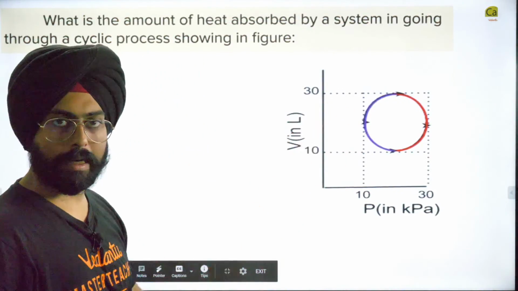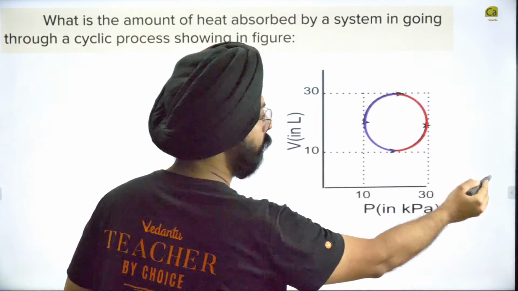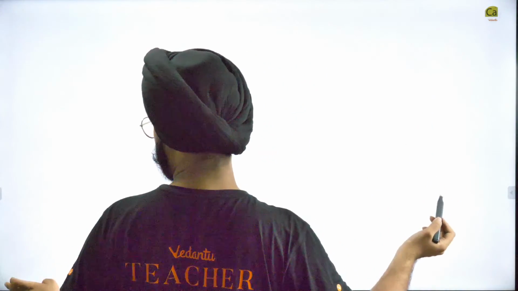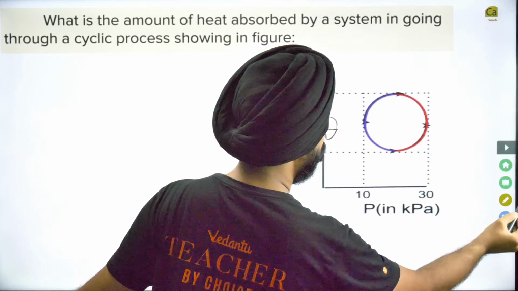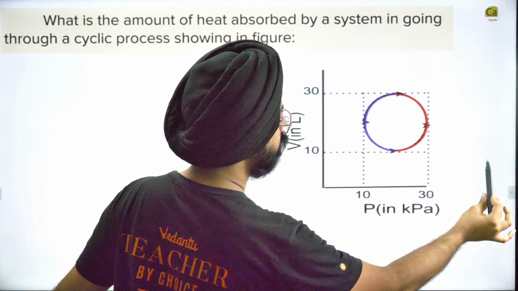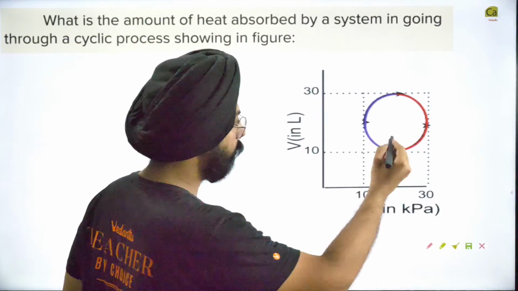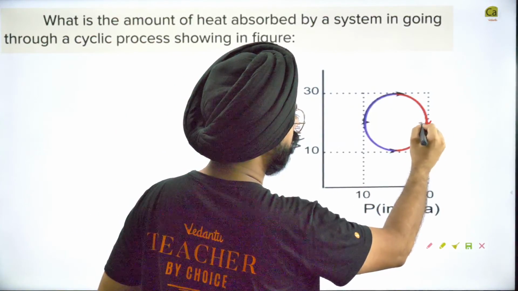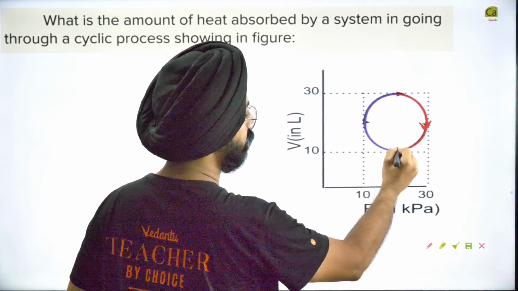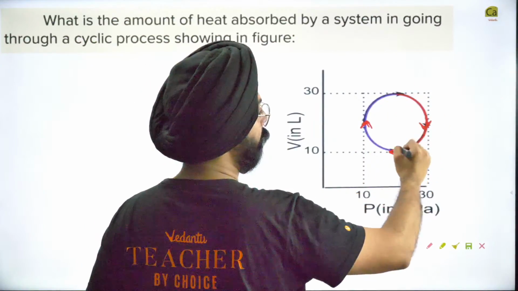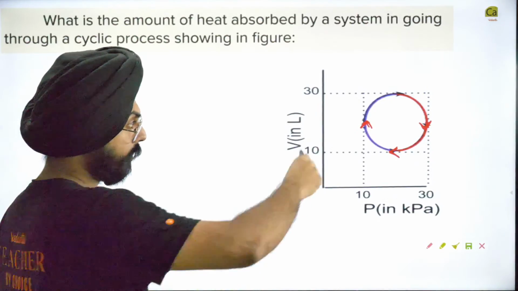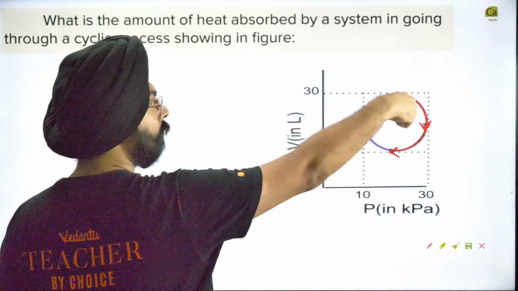So this is your graph that's given. You can start at any point. Starts from here, goes down, moves in this direction, goes up. This is how the process is happening. Okay? This is your cyclic process. The process is going around like this.